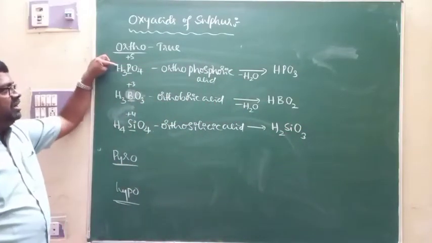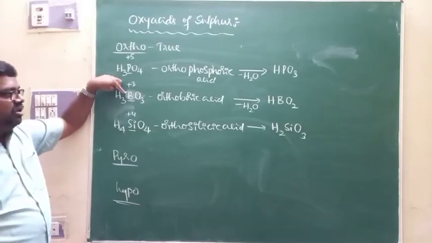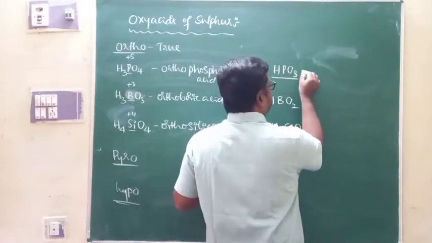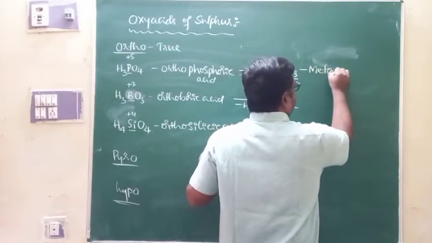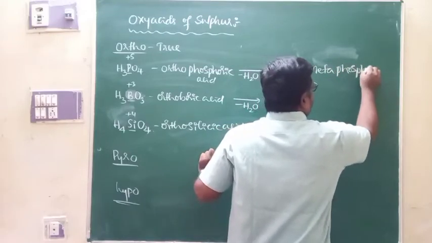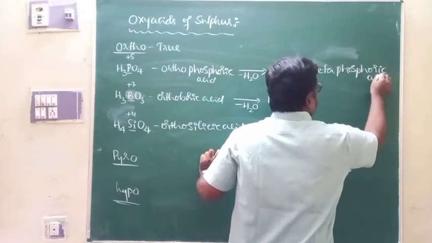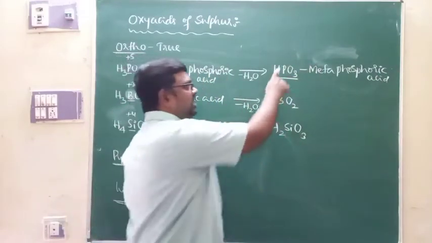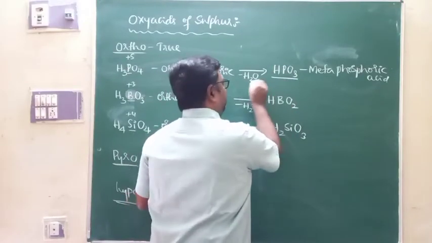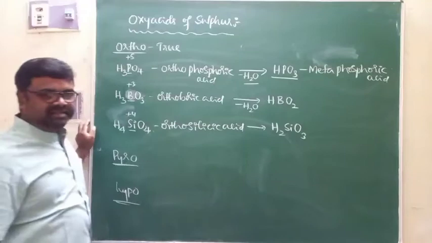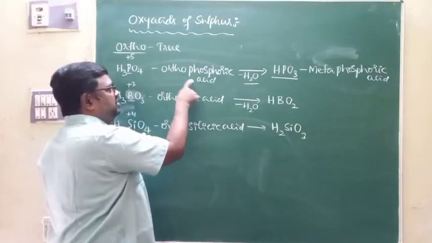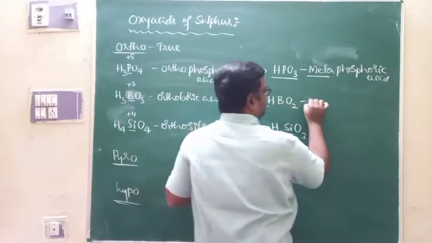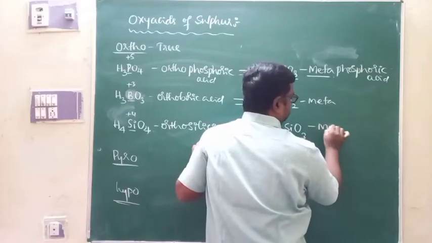What I did is remove one water from phosphoric acid, orthoboric acid and orthosilicic acid. When removed, you are left with HPO3. This is called metaphosphoric acid. I use the term meta for an acid if that acid is obtained by removing water from the corresponding ortho acid. That is orthophosphoric acid minus H2O gives metaphosphoric acid. Here it is metaboric acid, and here it is metasilicic acid.